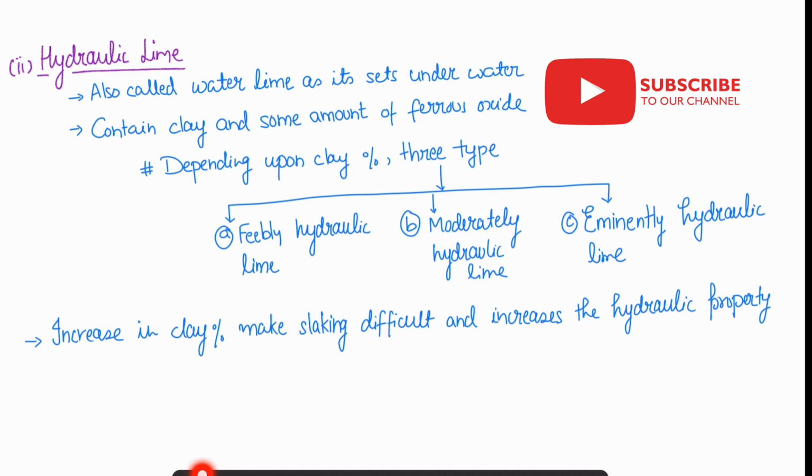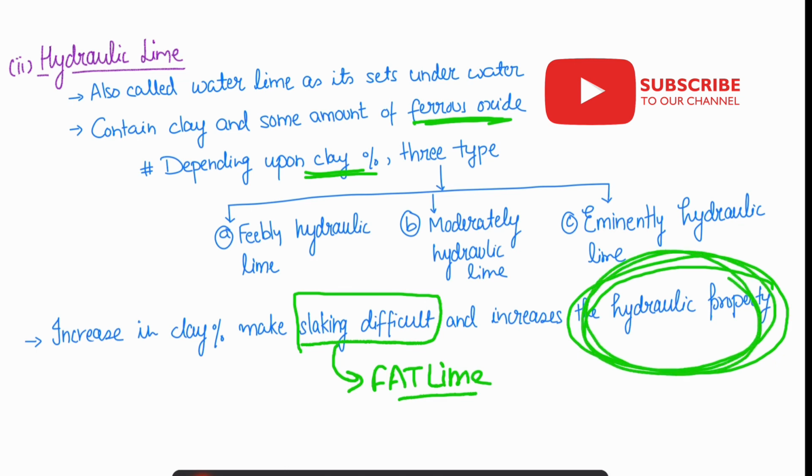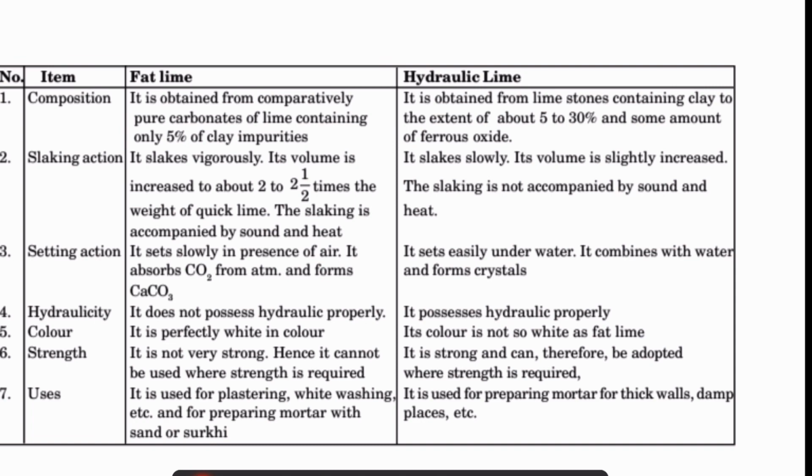And this happens to a lime that is in its pure form, that is, a fat lime. This slaking process is more prominent in a fat lime. However, in a lime that contains a good amount of clay content and some amount of ferrous oxide, in that CaO the hydraulic property will be inherited, that is, it will set under water. So let us discuss the difference between fat lime and hydraulic lime, and I hope now you can by yourself tell the difference between a fat lime and a hydraulic lime.